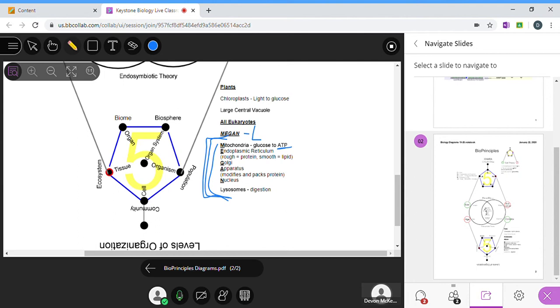Next, E. The E's for endoplasmic reticulum. The endoplasmic reticulum has two flavors, rough and smooth.